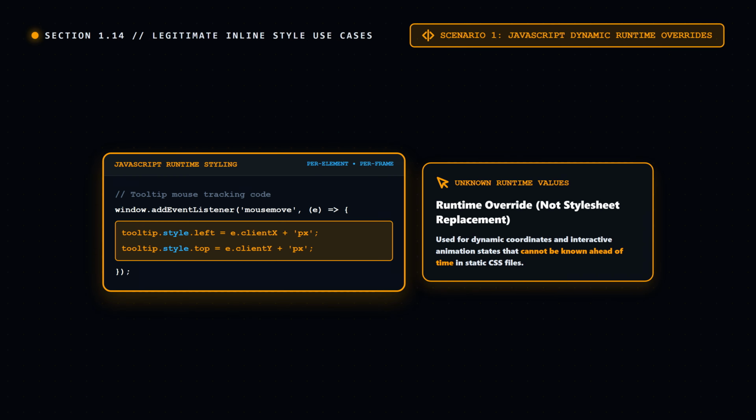The first is JavaScript-driven dynamic styling. When you need to move a tooltip to follow the mouse cursor or animate an element's position in response to user input, you use JavaScript to set the element's style property. This is per element, per frame, and essential for interactivity. It's not a replacement for style sheets. It's a runtime override for values that cannot be known ahead of time.